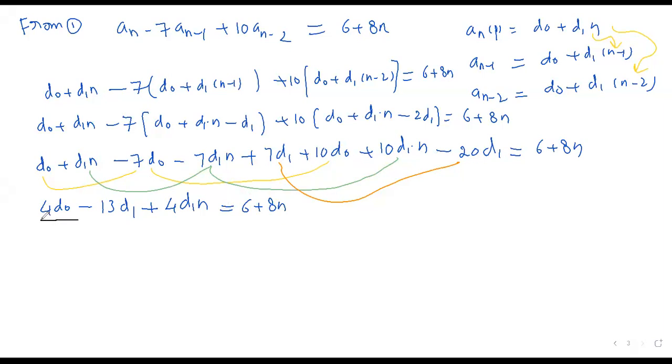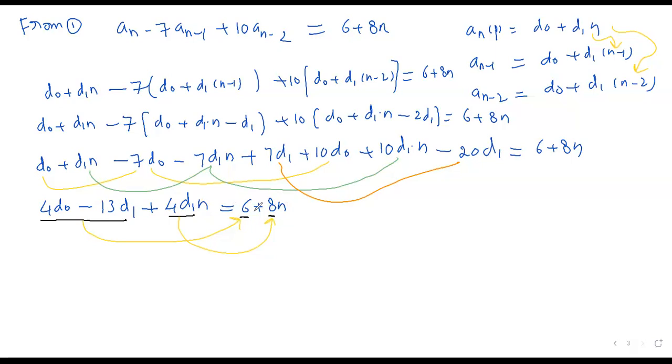Now check it. This is the constant term. In this term, there is no n term, but this is the n term. Now you have to compare. If you compare, the constant term is equal to 6. You have to observe clearly. Here, this is the 4d0 minus 13d1, the constant term. This constant term is equal to 6, and 4d1 into n means this is the n term. Here 6n means this term also contains n.